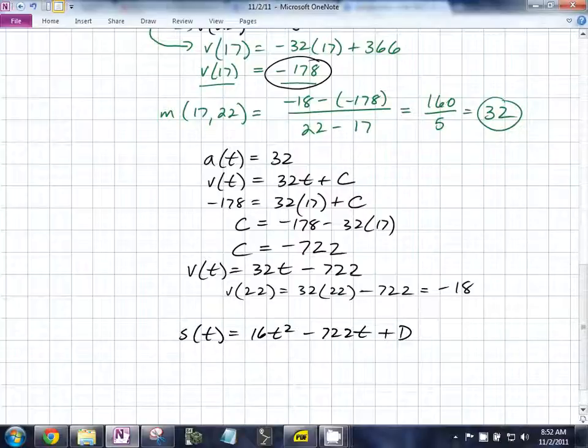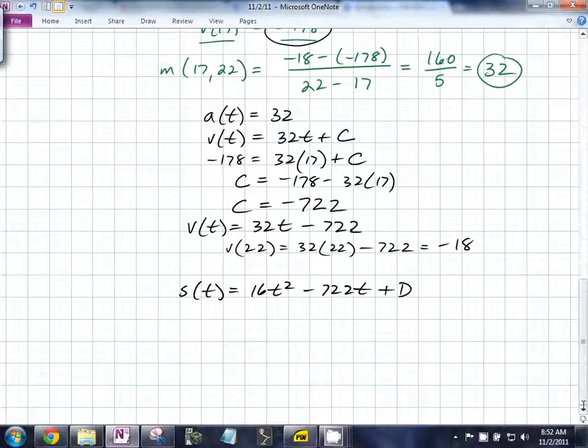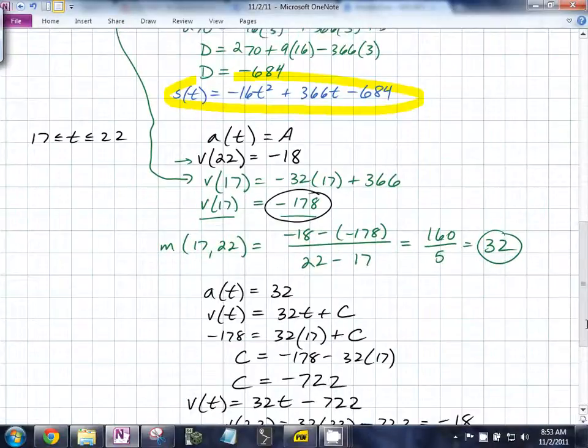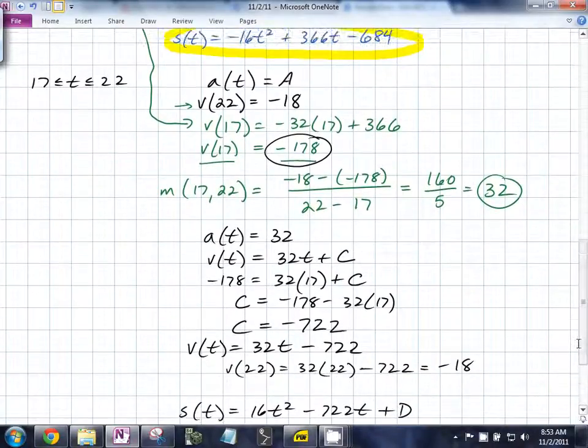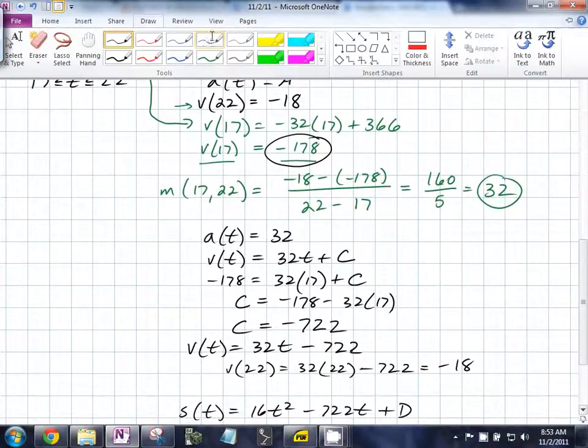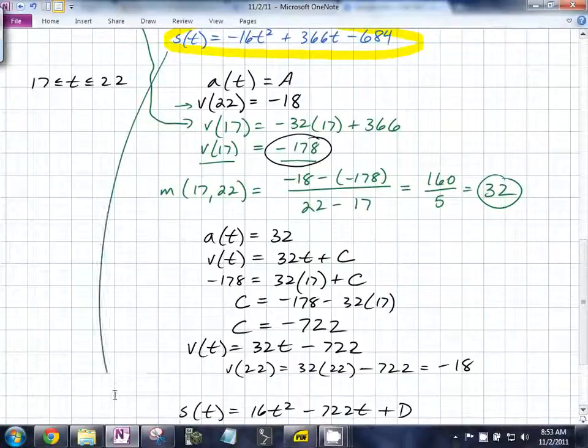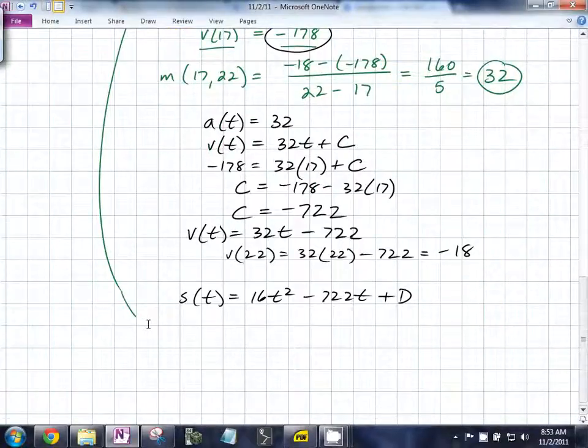Okay, so we need to find the position at the end of the last one, right? So on this one, I'll draw this nice. Let's go back to green here. So we take this one, S of t right here. So what's the beginning? It's S of 17, right? So what was S of 17? It's going to be negative 16 t squared, right?